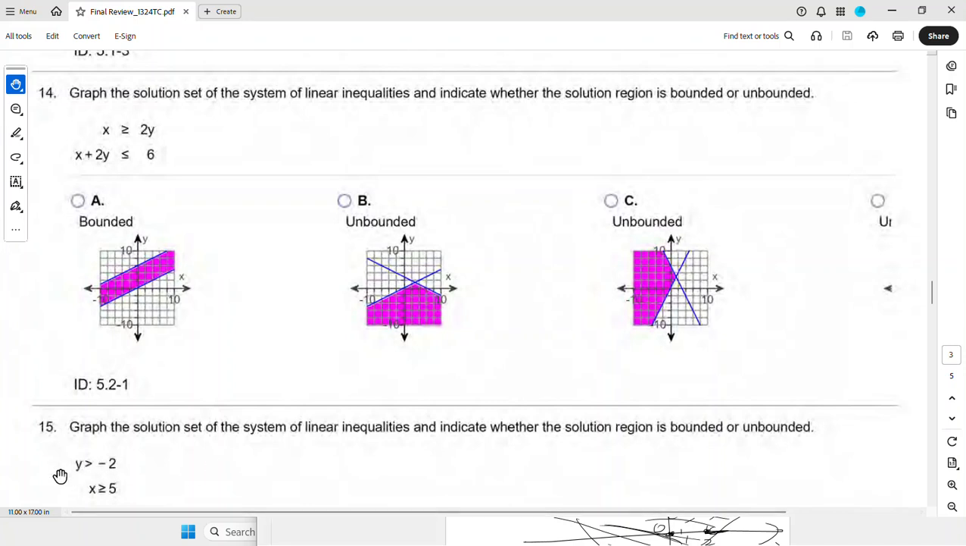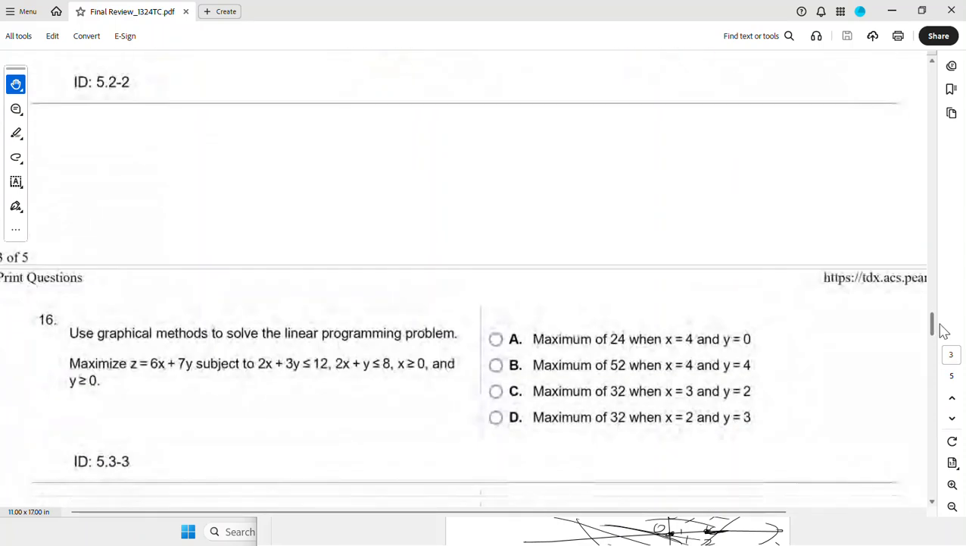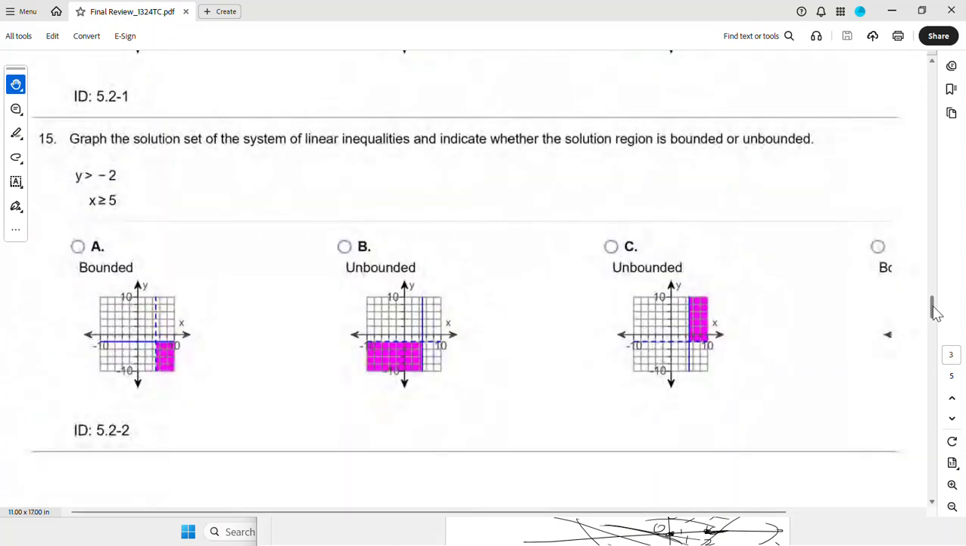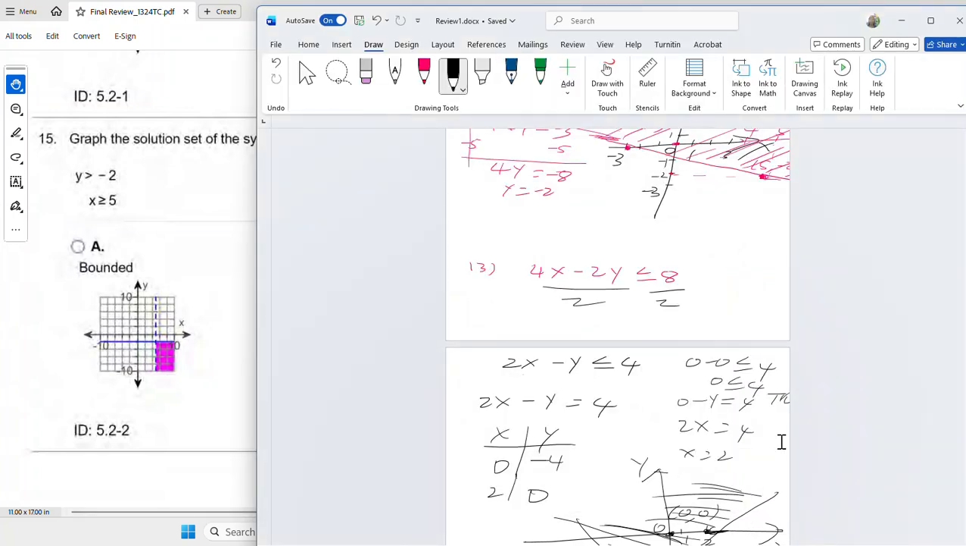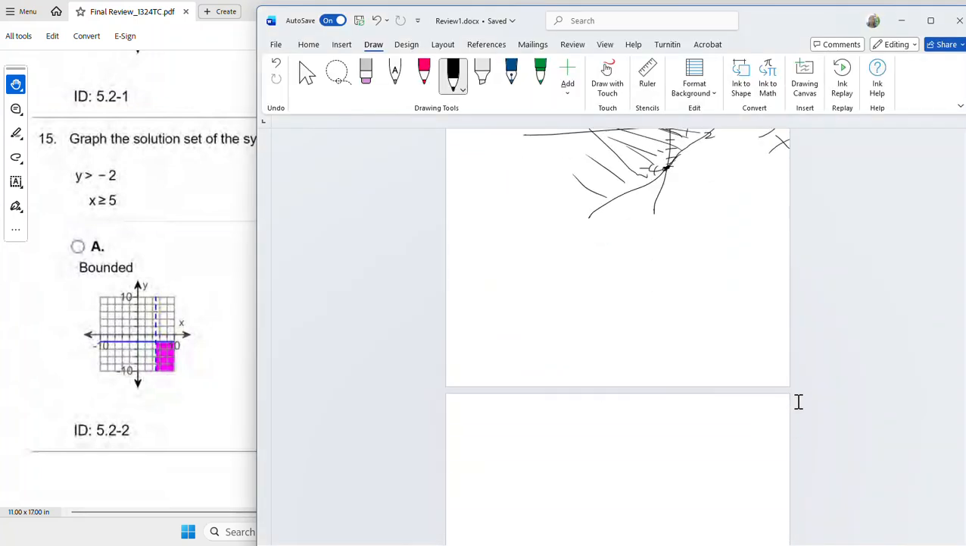All right, so let's look at how I graph this one. Or we can graph number 15 first, because 15 is easier than 14, basically. So let's see how we graph 15 first, and then we're going to come back to number 14.